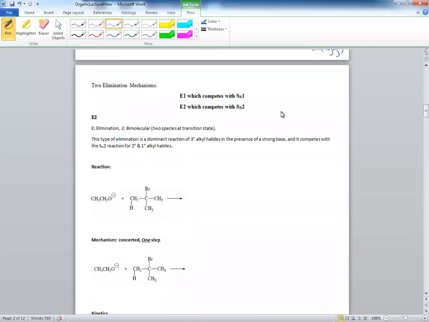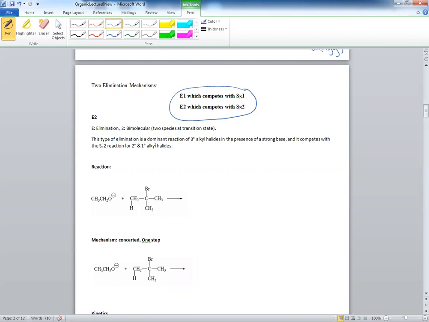So there are two possible elimination mechanisms, and here they are. You should always remember that E1 competes with SN1, and E2 competes with SN2. Keep that in mind. So let's begin with E2. E2 stands for elimination, and the 2 stands for bimolecular, which means that you have two species at the transition state colliding or getting near each other.